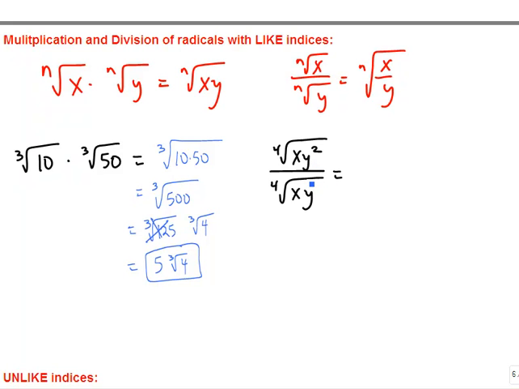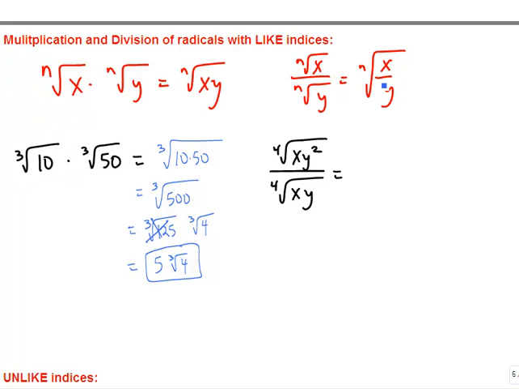For our second example here, now we have division involved, and there's a similar rule like the one we just did. If you have the nth root of x over the nth root of y, they're both nth roots, you can consolidate this and just divide what's on the inside first and then do the radical.